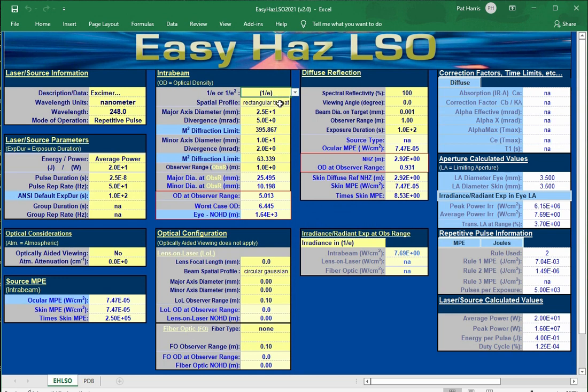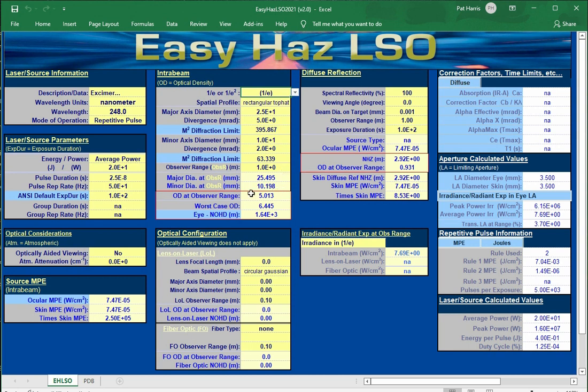But because we have a rectangular beam, we have a major and minor axis. The major axis beam diameter is 25 millimeters. The divergence is 5 milliradians. The minor axis, we have a 10 millimeter beam diameter and a divergence of 2 milliradians. We're going to look at our observer range at 1 meter here, selecting something different than the half a meter. And then we can take a look at the major and minor diameter.